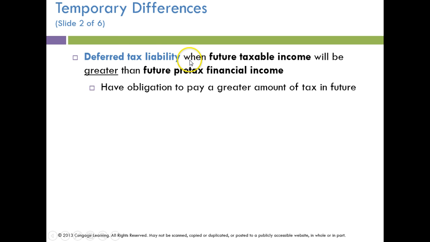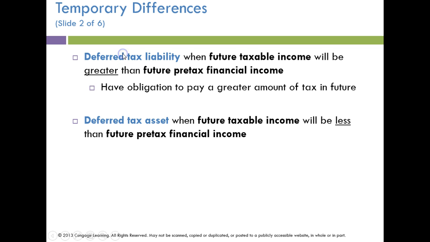Deferred tax liability is when future taxable income is going to be greater than future pre-tax financial income. As a result of that, we're going to have an obligation to pay a greater amount of tax. Therefore, we're going to create an accrued liability.